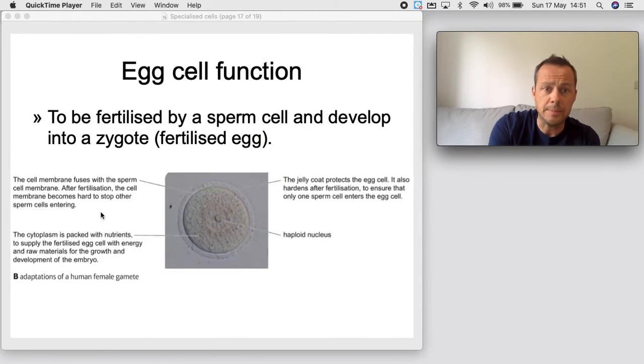Picking out the points, the egg cell function is to be fertilised by the sperm cell, but then provide support and all of the nutrients needed to develop into a zygote, which will then develop into an embryo, which will then develop into a baby. So allowing for all of those developmental stages.